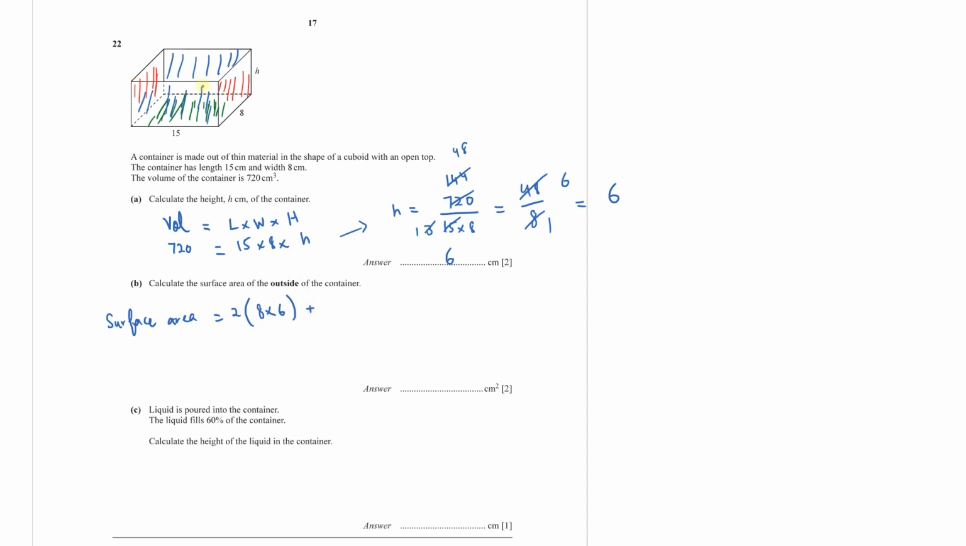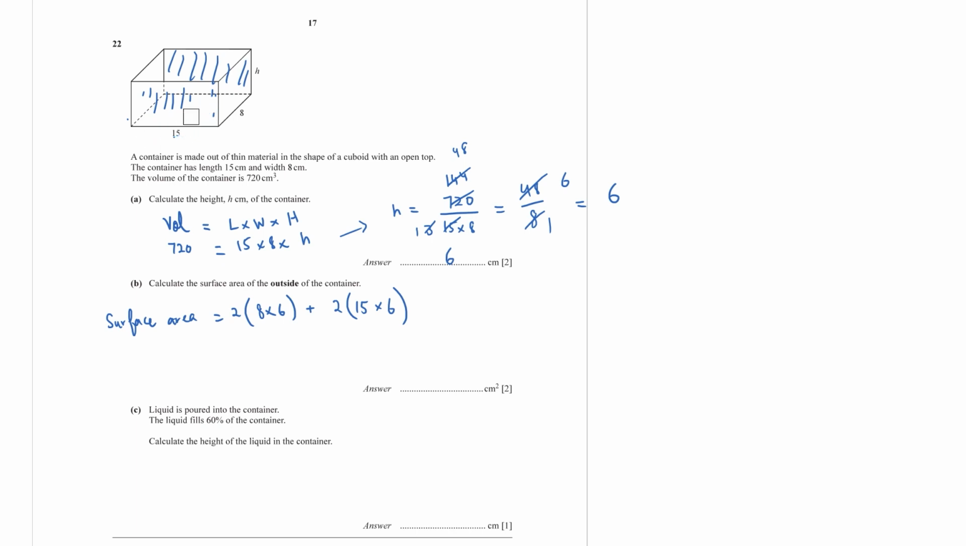So plus, let me erase this and let's look at them one by one so it's a little clearer. So let's look at this front side here. What's the area of this side? 15, and then this is h. So 2 times 15 into h, which is 6. Why 2 times? Because this is the front and this is the back as well. So this gives you the front and back.